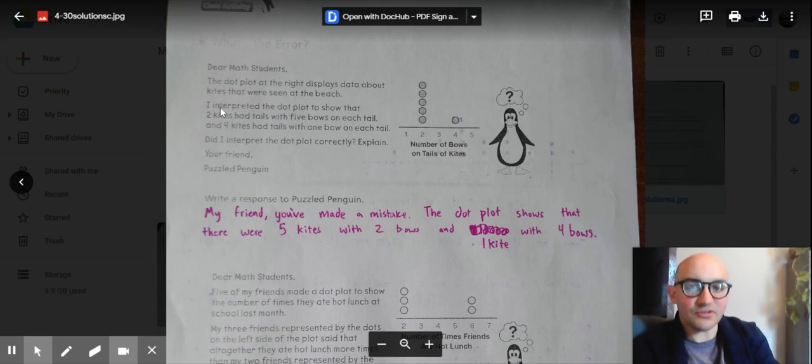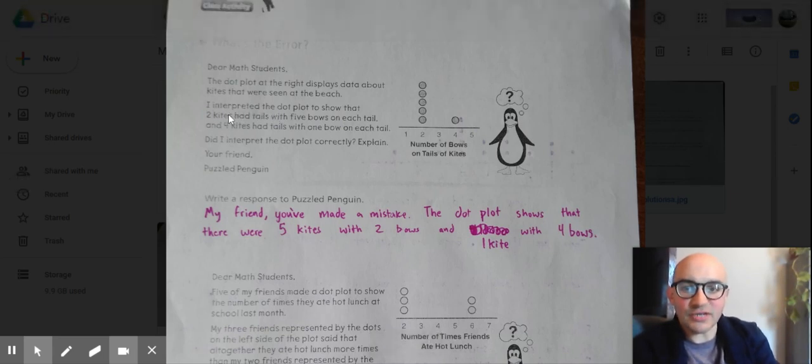Let's see what Puzzle Penguin interprets. He says, I interpret the dot plot to show that 2 kites had tails with 5 bows, and 4 kites had tails with 1 bow. Well, let's come back over here. Let's double check our thinking. The way I read this is number of bows on tails of kites. So it's four bows, there was 1 kite. 2 bows, there were 5 kites. So he has it sort of flip-flopped. He's got it backwards. He's made a mistake. There were 5 kites with 2 bows, and 1 with 4 bows.